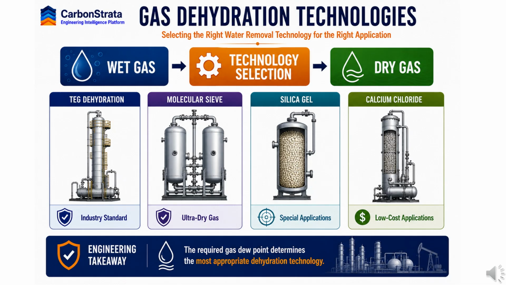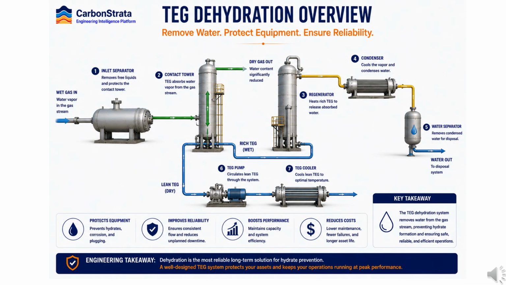The goal is not just to prevent hydrates today, but to build reliable operations for the future. TEG dehydration is the industry standard for water removal from natural gas. The process begins in the contactor tower, where wet gas flows upward while lean TEG flows downward. As the gas and glycol come into contact, water transfers from the gas phase into the glycol. The dry gas exits the top of the tower and proceeds to downstream facilities.